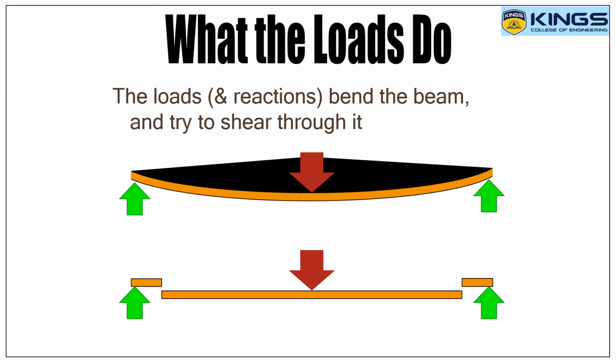So what will the loads do on the beams? Consider this as a beam, a straight line. When we are applying a concentrated load, the brown arrow mark will be the load that we are applying, and the green arrow marks are nothing but reactions from the support. So basically two things will happen when we apply the load on the beam. The first one is bending moment, bending of the beam, and the second one is shearing of the beam. As you can see in the second part, it gets sheared.